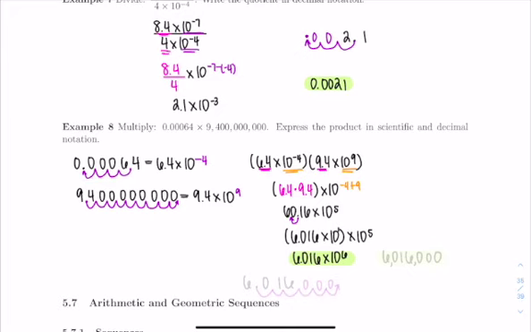We also want to write this in decimal notation. So we would want to move our decimal place 6 units to the right. So we have 1, 2, 3, 4, 5, 6. And so we also get 6, 0, 1, 6, and 3 zeros afterwards.